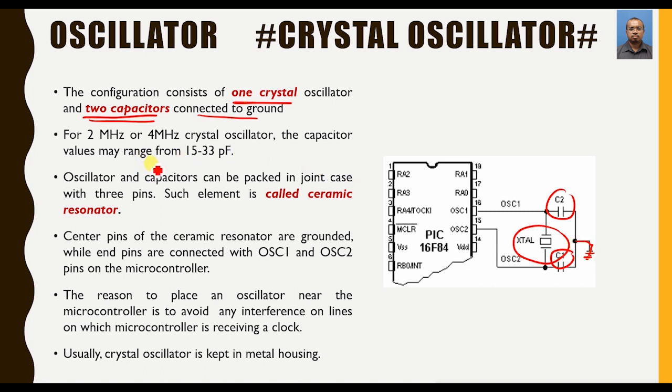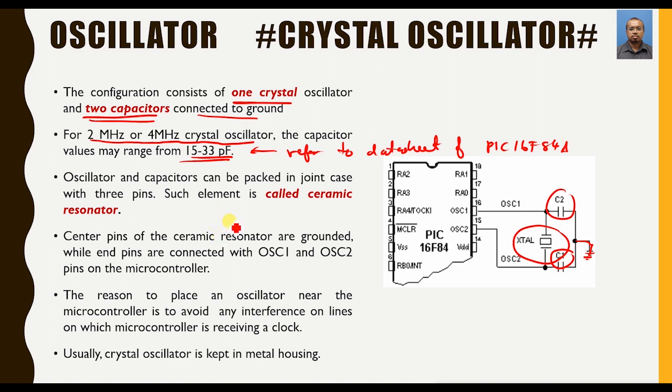And for 2 MHz or 4 MHz crystal oscillator, the capacitor may range from 15 to 33 picofarad. This thing, you can actually refer to the data sheet.